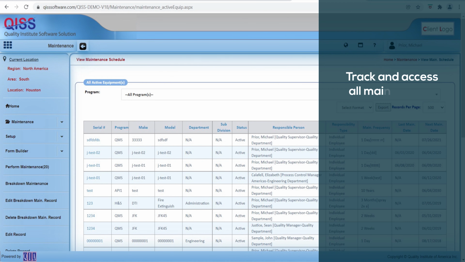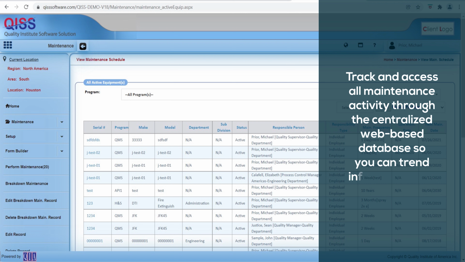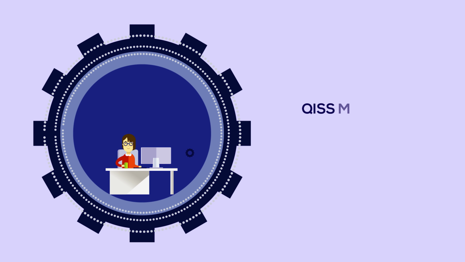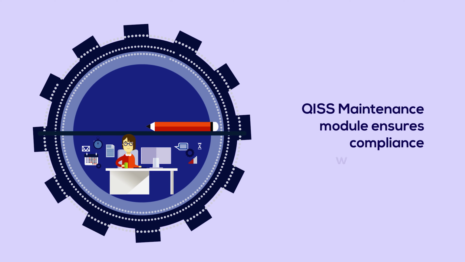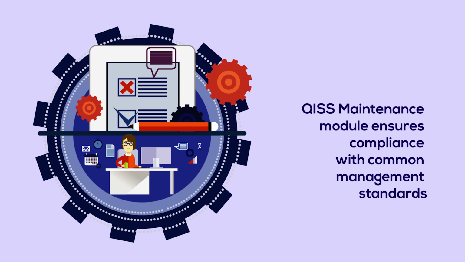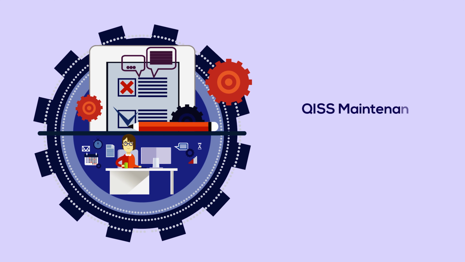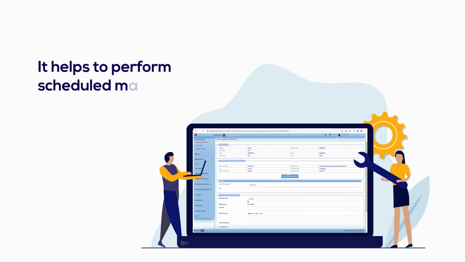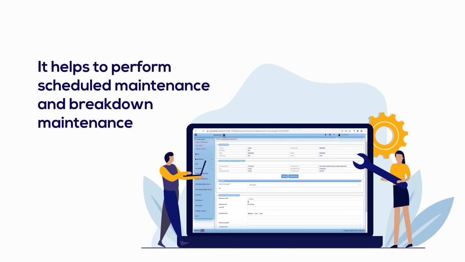Track and access all maintenance activity through the centralized web-based database, so you can trend information and identify areas of increased risk. QISS Maintenance Module ensures compliance with common management standards. It helps to perform scheduled maintenance and breakdown maintenance.